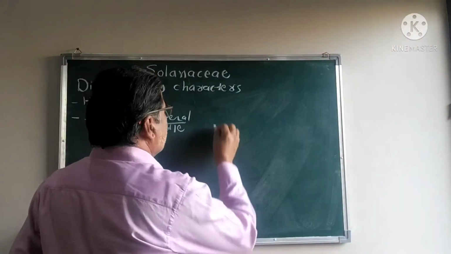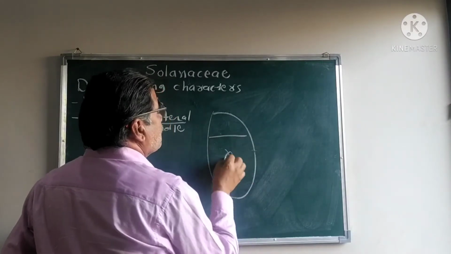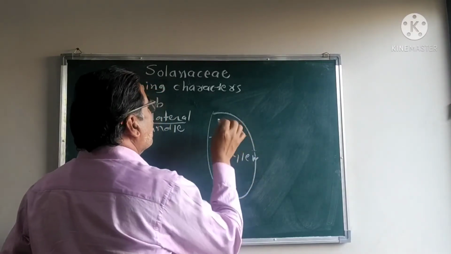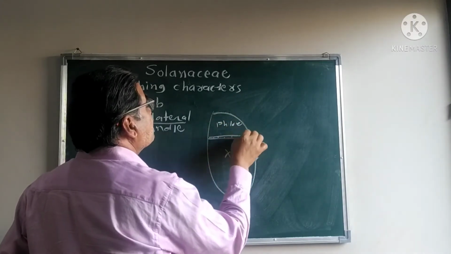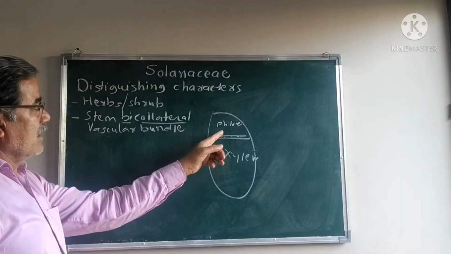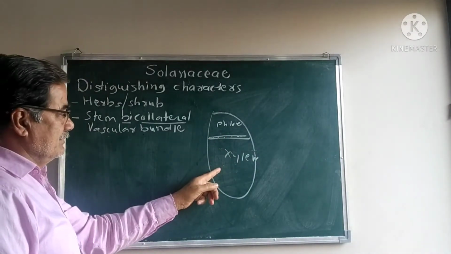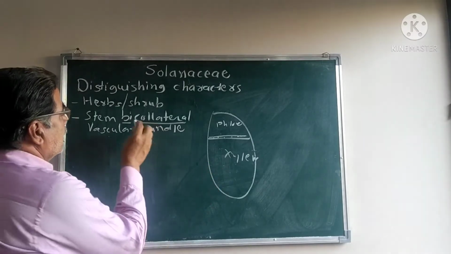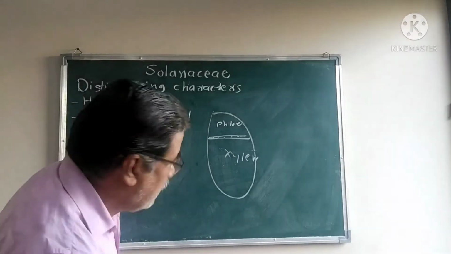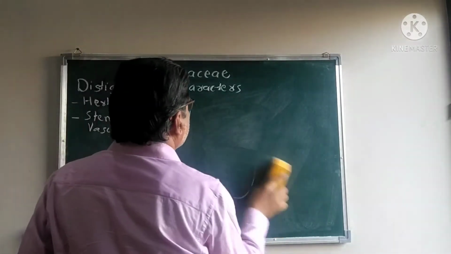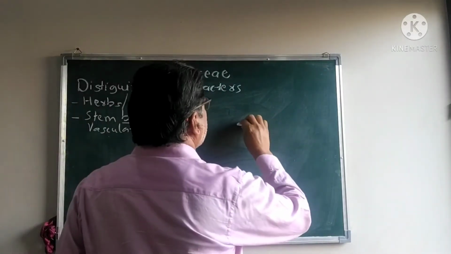See here, in the vascular bundle there is the xylem and the phloem, and in between the cambium is present. In such plants the vascular bundles are conjoint, collateral and open vascular bundles. Here the vascular bundles are bicollateral. Bicollateral vascular bundles means phloem is present on both sides.